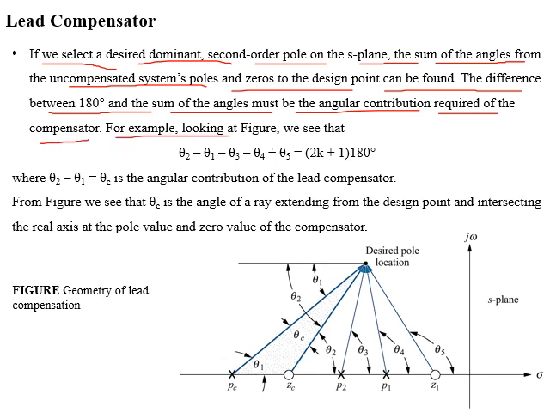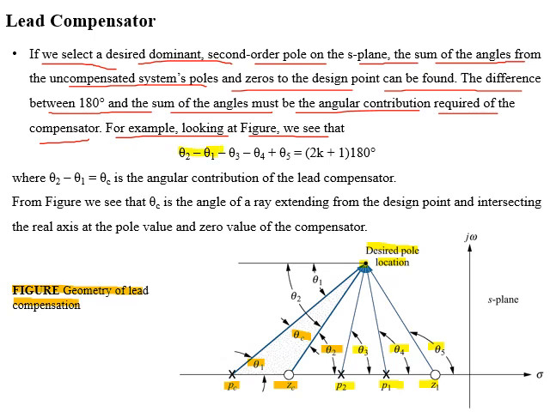Now look at the system given in the figure. The uncompensated system has 2 poles and 1 zero. Poles are represented by P1 and P2, the zero is represented by Z1, and the desired location for the dominant second order pole is also given, and the respective angles for each vector are also mentioned. Now to this system for compensation, we add a lead compensator, which has a compensator 0 and compensator pole, and their vectors are also connected to the desired point, and respective angles are also given.